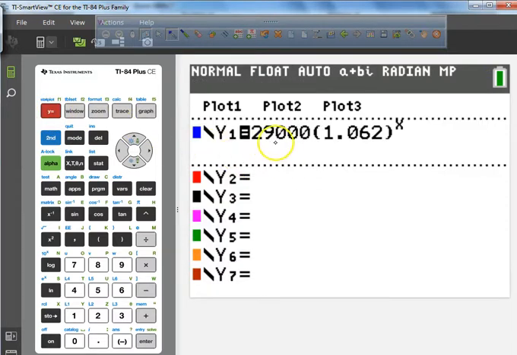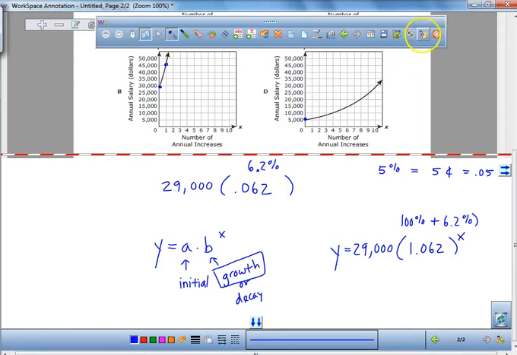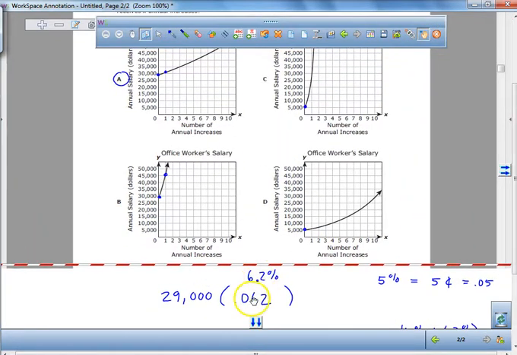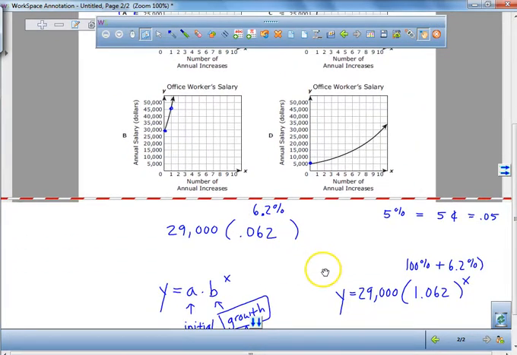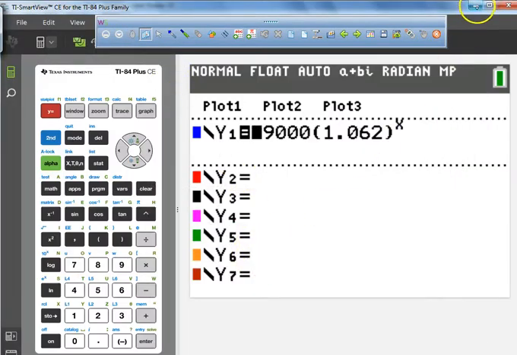By the way, did you have to know how to do that in order to get the problem right? No. What was the only thing you really had to do? You had to know what 6.2% meant and how much it went up by. Okay? All right, let's go ahead and get on to the next problem.